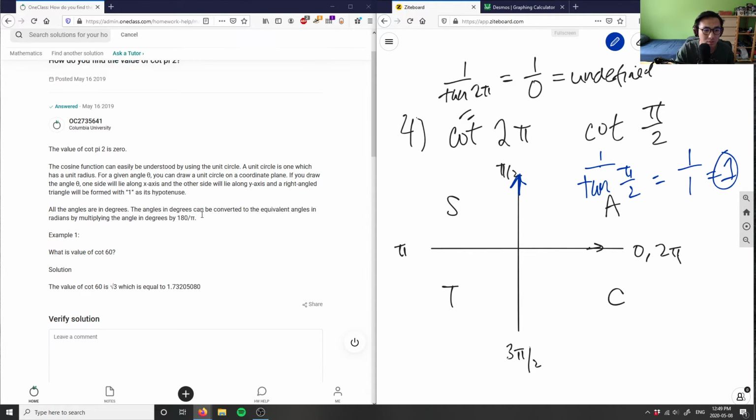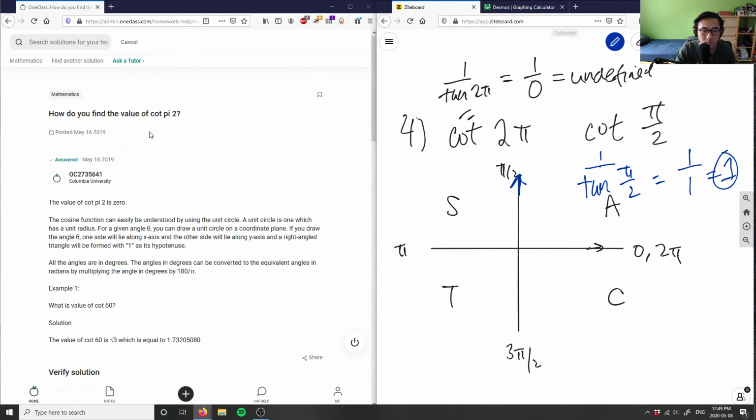I don't know what they're trying to do with this problem, but they wrote here that it was 0, and this solution is actually incorrect, because tangent of 2 pi is 0, but cotangent of 2 pi is 1 over tangent, which is undefined because you can't divide anything by 0, right?